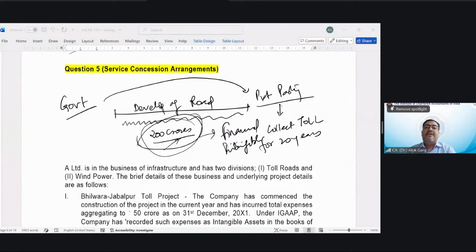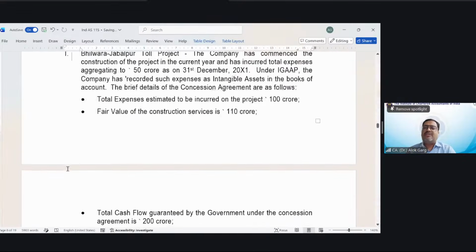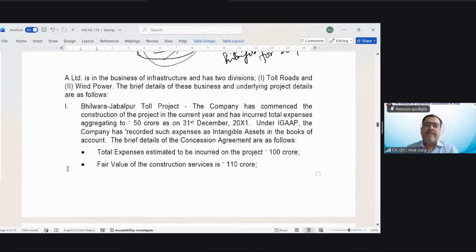My dear friends, we discussed illustration number 75. You remember in our full lecture on Ind AS 115. Now I am going to revise that, and the same question comes from the study material of ICAI. Let's discuss this question and solve it quickly. A Limited is in the business of infra and has two divisions. This is the private party: toll roads and wind power. The brief detail of this business and underlying project details are as follows.